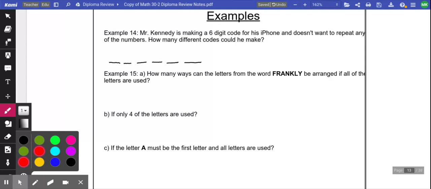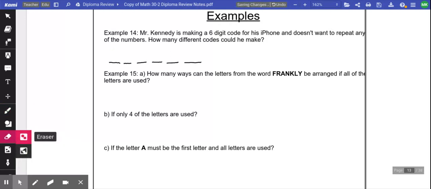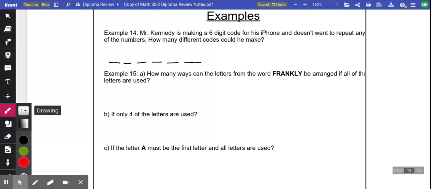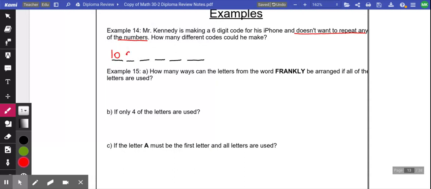Then I can say, all right, how many numbers could go in the first spot of my code? Well, the number of different numbers that could go in there is actually 10. Sometimes people put 9, but there's 10 different digits you could put there. You could put 1, 2, 3, 4, 5, 6, 7, 8, or 9, but you could also put the number 0, meaning that there's 10 options for that first spot. It then says that you don't want to repeat any numbers. So in the second spot, there's no longer 10 options. Now there's only 9 options. In the third spot, there's now only 8 options. And then 7, and then 6, and then 5.